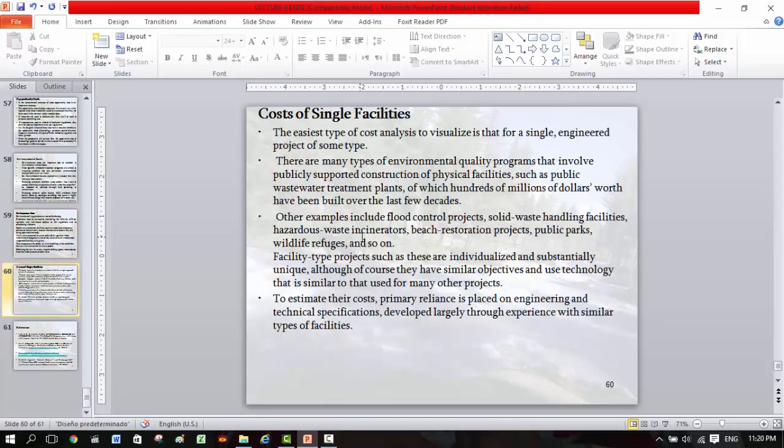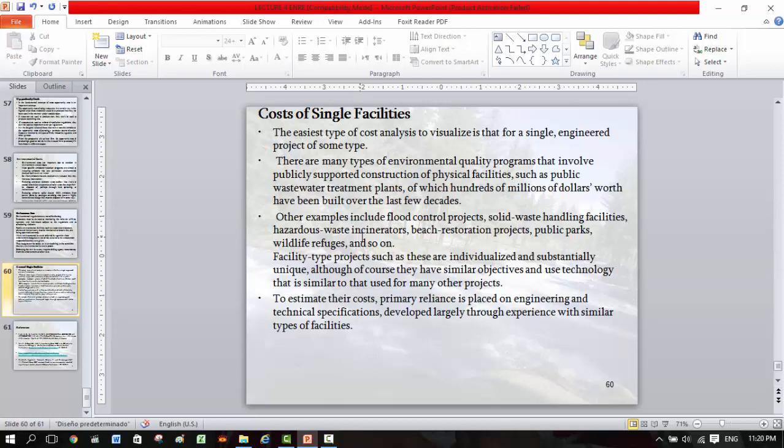Cost of single facilities. The easiest type of cost analysis to visualize is that for a single engineered project of some type. We have different types of environmental quality programs that involve publicly supported construction of facilities such as public wastewater treatment plants, of which hundreds of millions of dollars worth have been built over the last few decades. Other examples include flood control projects, solid waste handling facilities, hazardous waste incinerators, beach restoration projects, public parks, wildlife refuges, and so on.